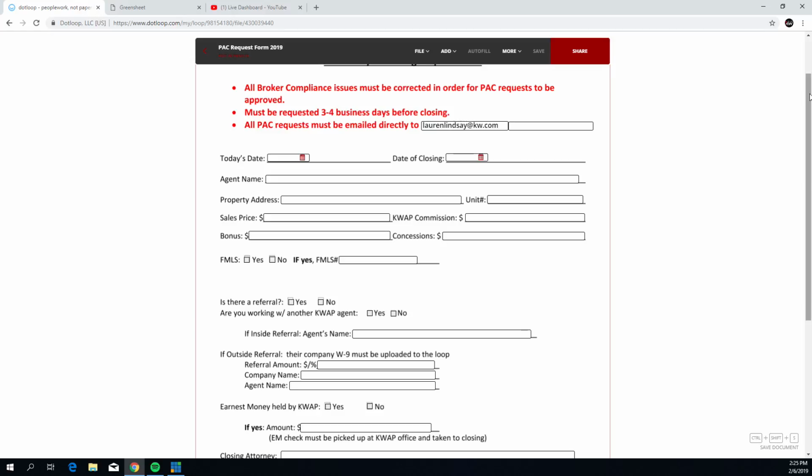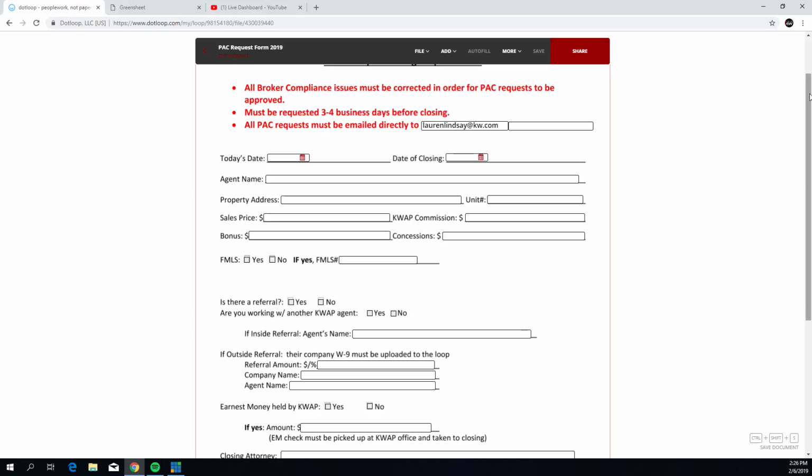So basically what you're doing is you're filling out agent name, property address, sales price, CLAP commission. This is the total commission. So, for example, if you were getting that $6,000, you'd be putting $6,000 in there. It's the full 100% of your commission, before the house gets their cut. Right.